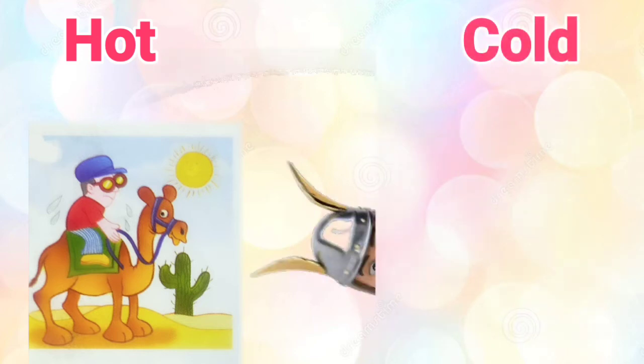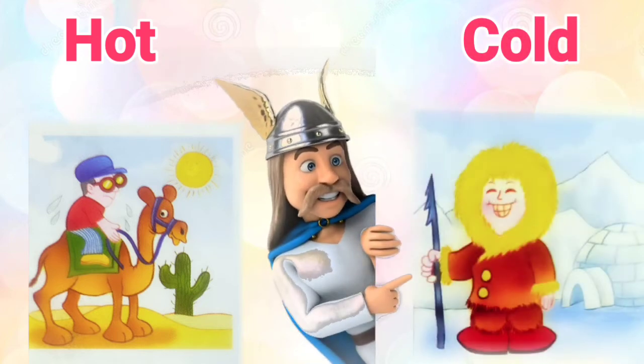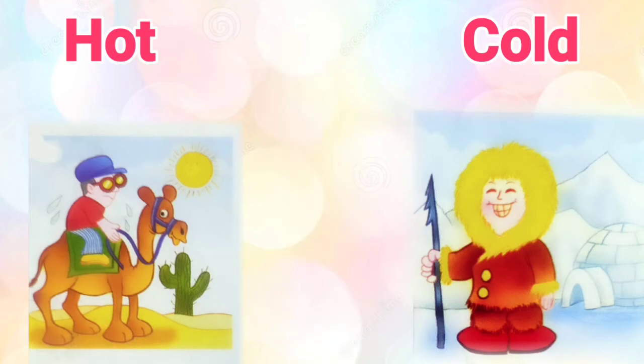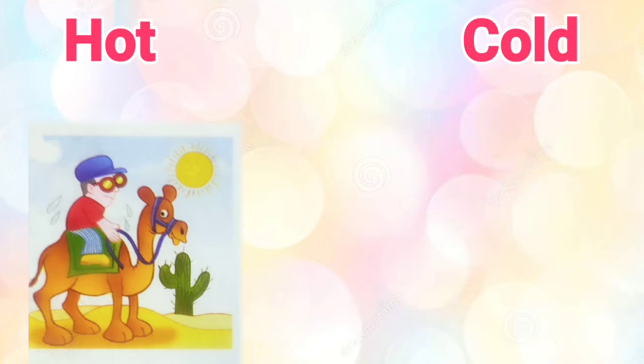Hot, cold. You can see the difference between the pictures. The sun is too hot. There is a sun, that's why it's hot. You can feel it's hot. Whereas in another picture, there is snowfall and there is an igloo. An igloo is a place where there is generally snowfall. So the place is hot and the opposite of hot is cold.